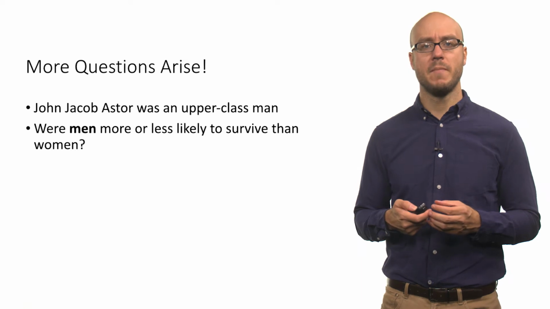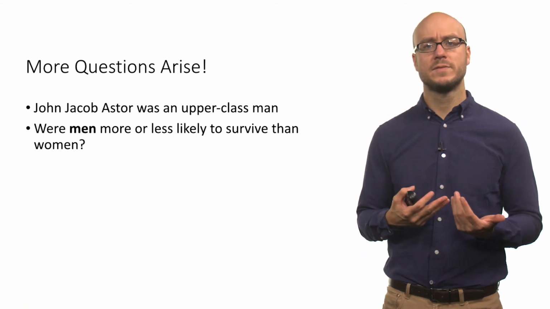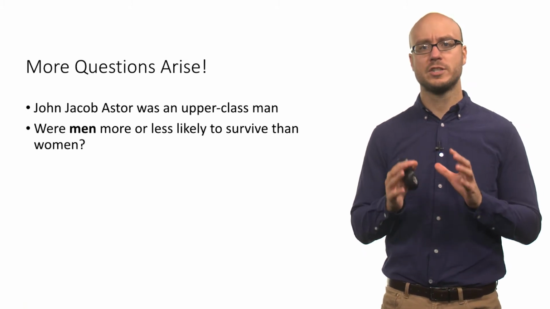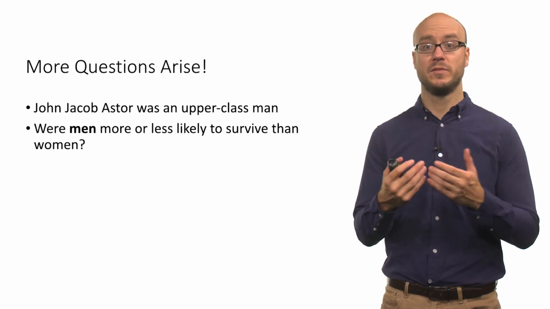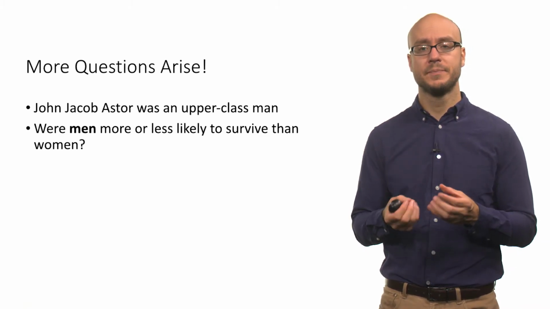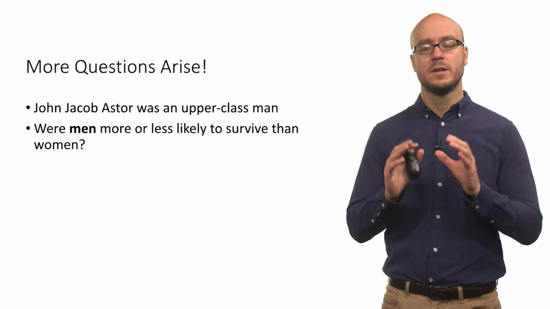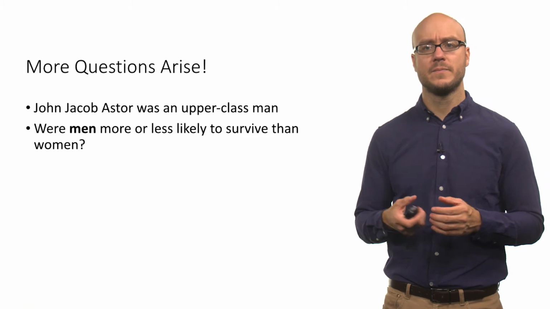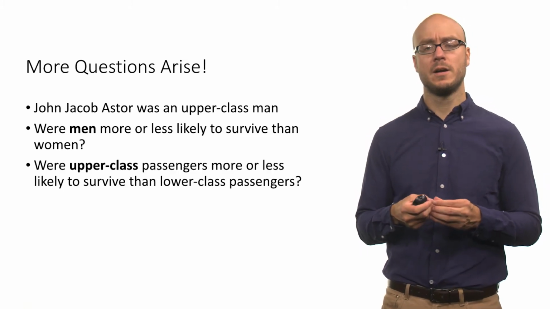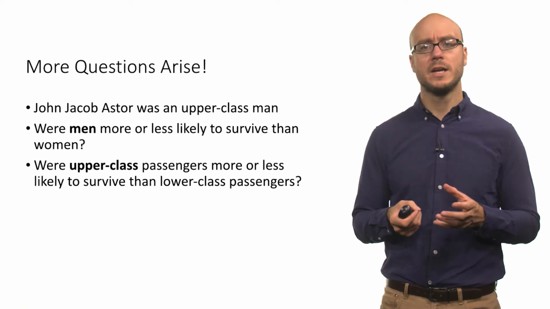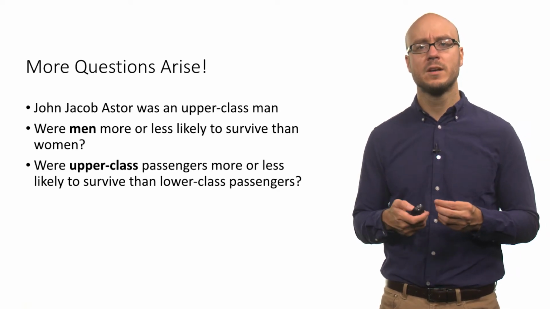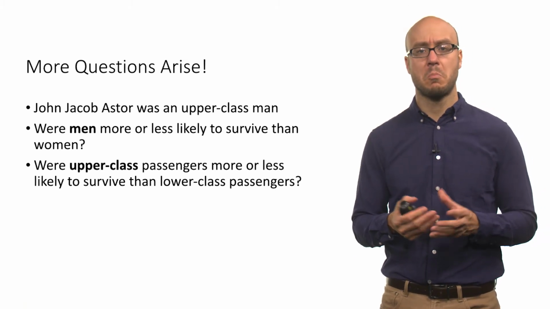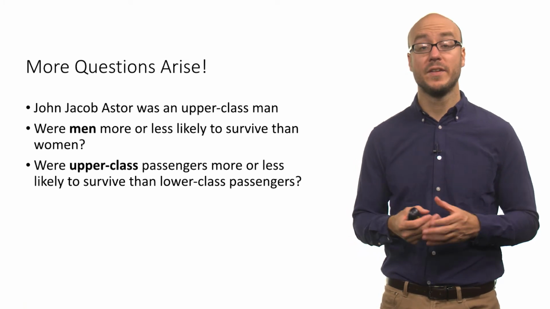He was an upper class man, and so you might wonder, his wife survived, but he didn't. So were men more or less likely to survive than women? If you just look at John Jacob Astor and his wife, which really can be viewed as a bit of anecdotal data, you might wonder, were men less likely to survive on the Titanic than women, or what was really going on? You might also ask, were upper class passengers more or less likely to survive than lower class passengers? Because if you just look at John Jacob Astor, you might say upper class passengers were less likely to survive. They're more likely to die on the Titanic.